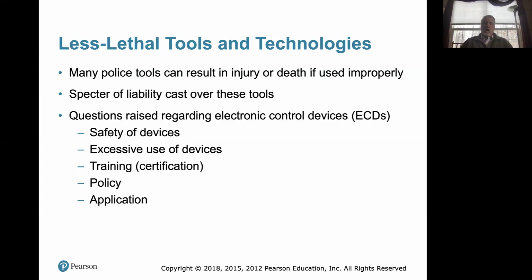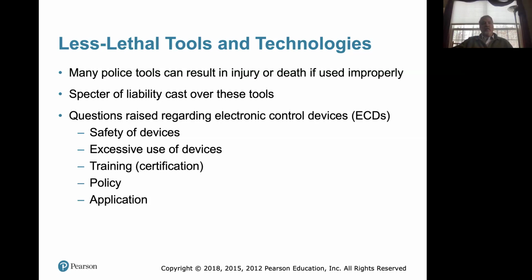Because of that, there are agencies who are either more or less risk averse about the use of those different levels of devices, the use of a car in chases, the use of the car to do what we call pit maneuvers, where they use the car to make the car that you're pursuing essentially crash or come to a stop. So it raises all kinds of issues on the electronic control devices, safety of the devices, excessive use of the devices.